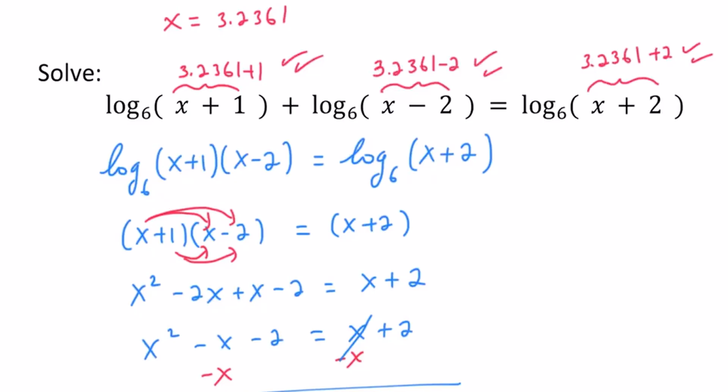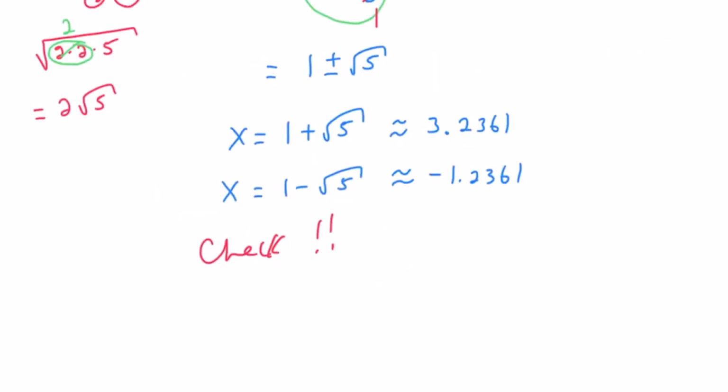So it's good. So here again, when we check for whether we can use the number as our answer or not, we are checking the argument of the log to make sure that it is not negative and it is not 0. So here 3.2361, or 1 plus the square root of 5, is an answer. So this one here is good. This is an answer.